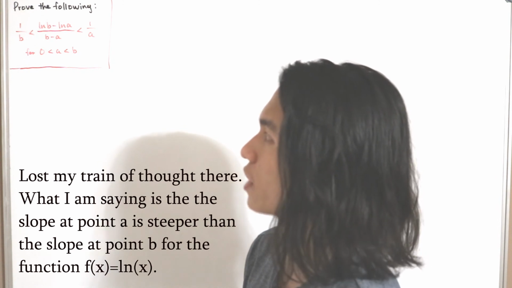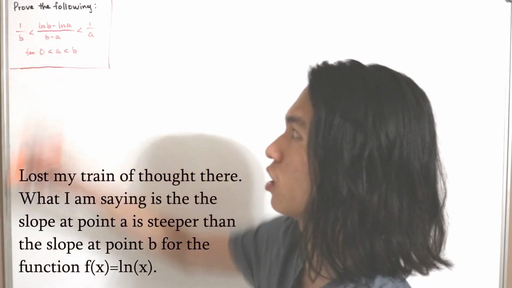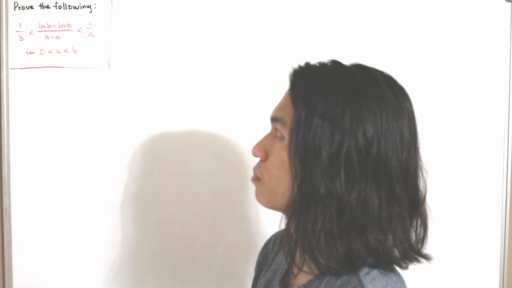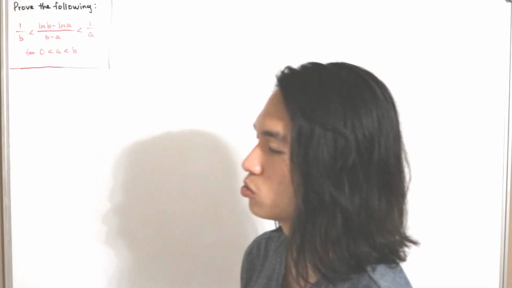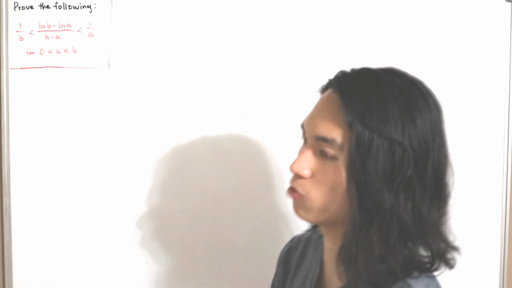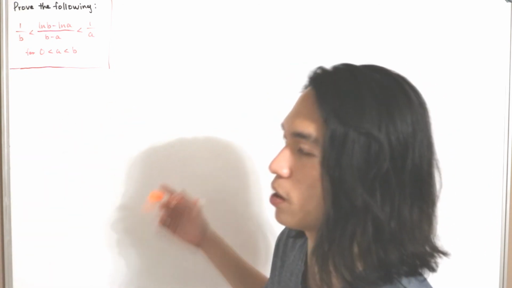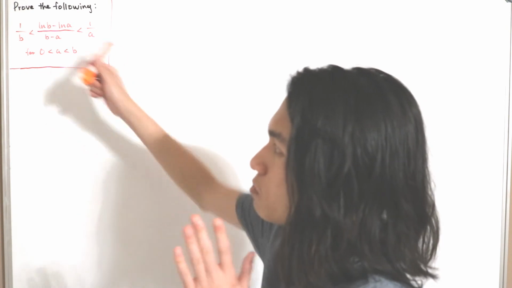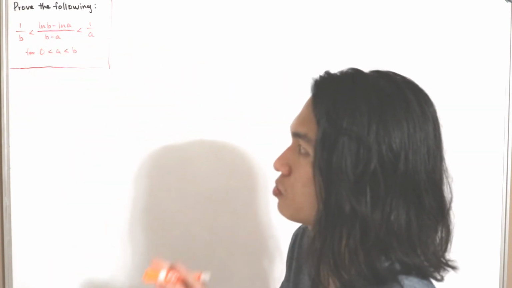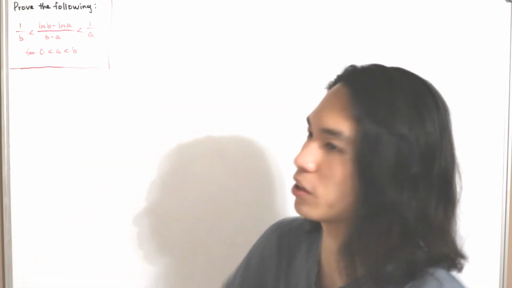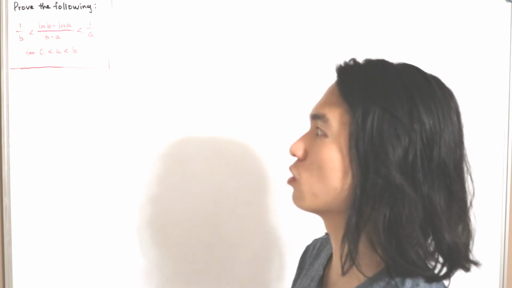And you'll see that the reason we have ln b minus ln a divided by b minus a is that's the slope. If we consider those two points and connect them together to form a secant line, you'll see that the slope of that secant line lies between these two slopes. So that's why we have this inequality, and in today's video we're just going to prove it. So with that, let's jump right in.